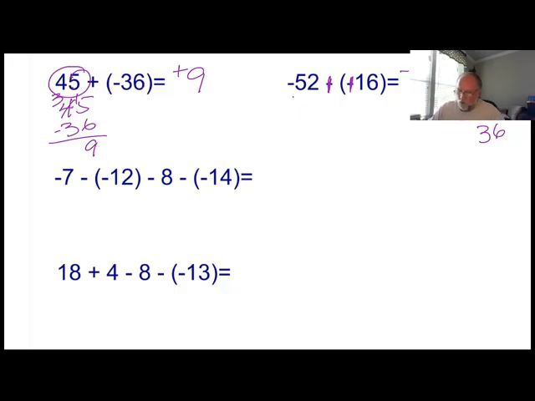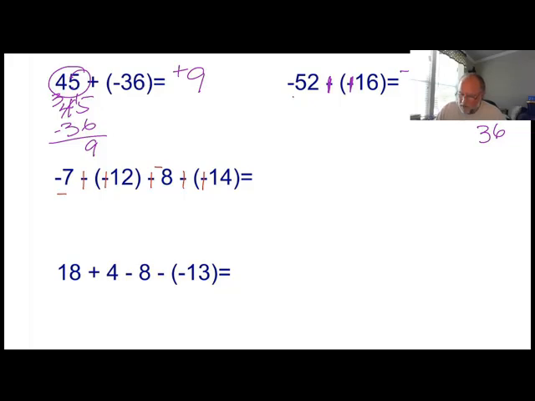Now what if we have a whole string of numbers? I'm going to change the color of my pen real quick so you can see this a little better. I'm going to leave my first number alone, change subtraction to addition and the next number to its opposite. Then again, change subtraction to addition, next number to its opposite, and again. Then we're going to put like things together.